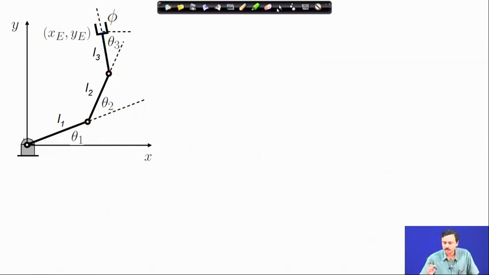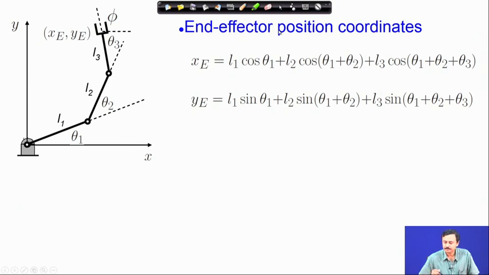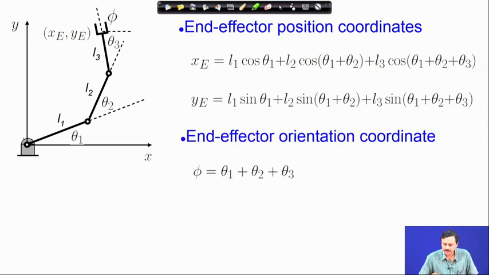So, I will show this to you formally. So, this is the end effector positional coordinates x e and y e, and we have the orientation coordinate phi as theta 1 plus theta 2 plus theta 3.